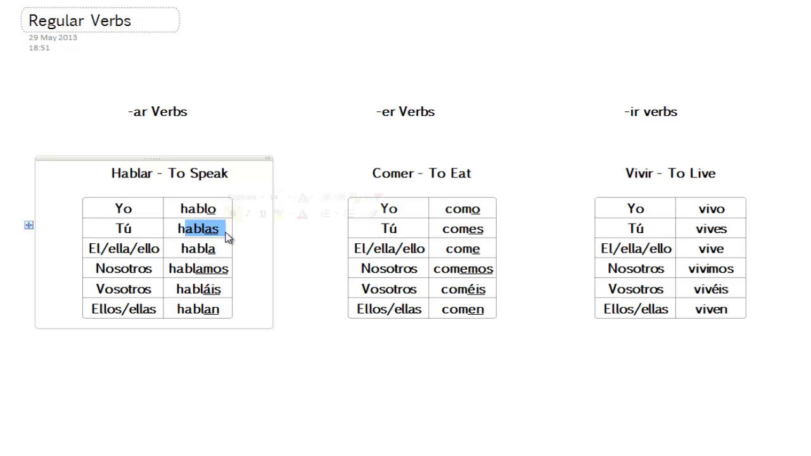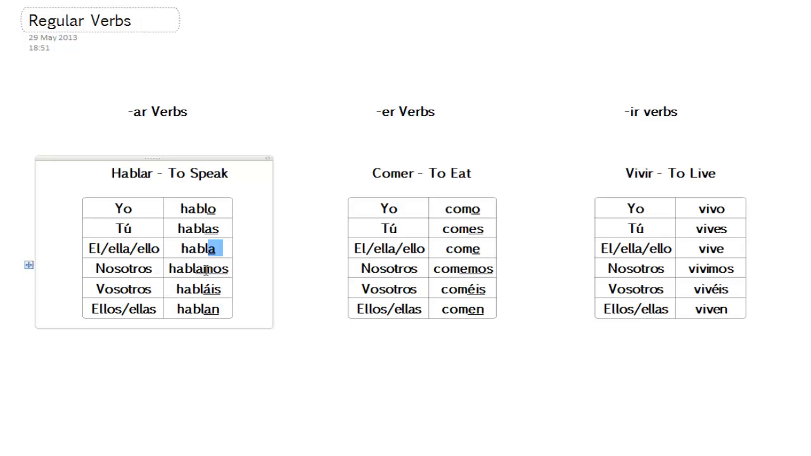Now, remember we could ask a question by our intonation. If you want to say, do you speak Spanish? You say, ¿hablas español? Remember with the intonation? ¿Hablas español? Or ¿hablas inglés? Do you speak English? Okay, so there you've got your hablas. Now habla is for the third person. This is the third person.